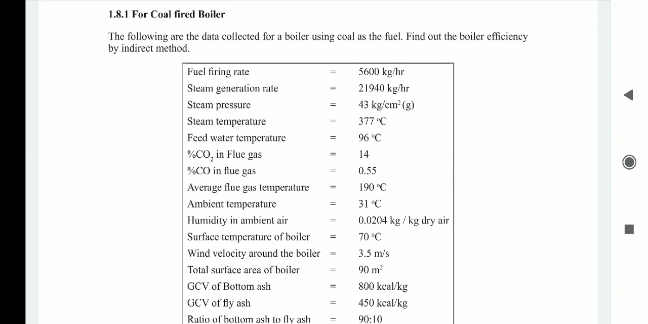Yesterday we discussed the boiler performance assessment by the indirect method and direct method. Today we will discuss three tutorial problems for the topic. The first problem is: the following are the data collected for a boiler using coal as a fuel. Find out the boiler efficiency by indirect method.